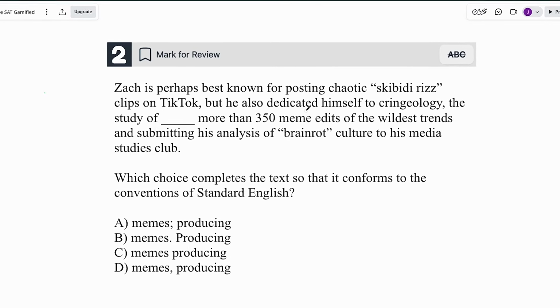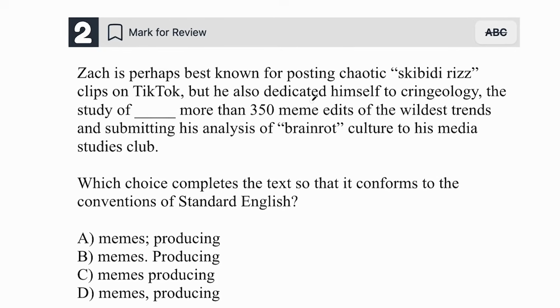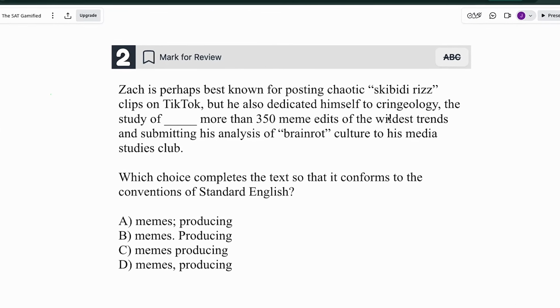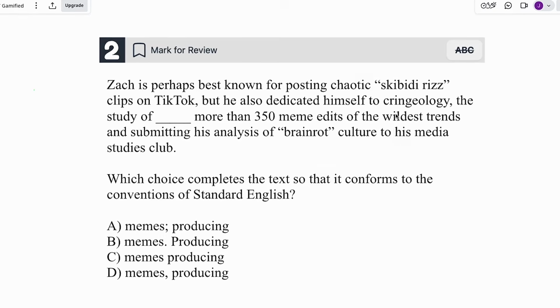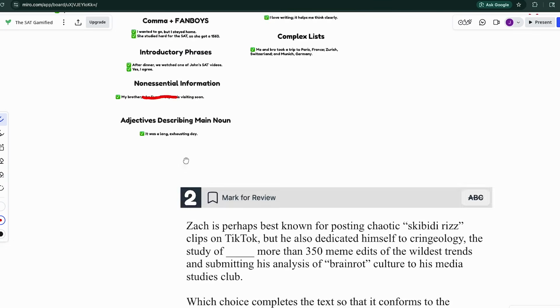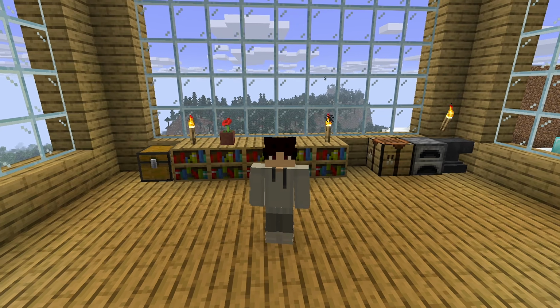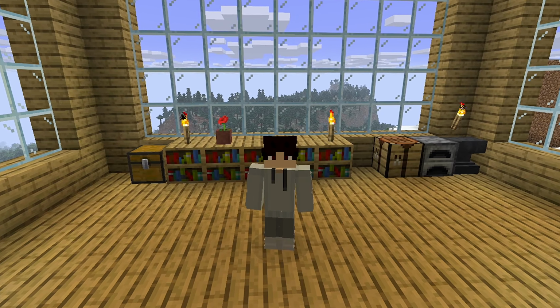Zach is perhaps best known for posting chaotic skibbity-riz clips on TikTok, but he also dedicated himself to cringeology, the study of blank. More than 350 meme edits of the wild trends, submitting his analysis of brain rot culture to his media studies club. Since the thing after it has no subject, it must be a dependent clause. And with these choices, the only one that really matches for a dependent clause would be C or D. But for this one, the stuff after producing would be non-essential information, like we talked about over here. So therefore, you have to go for D as the right answer. Feel free to re-watch this portion of the video if none of this made sense, because I know this is a bunch of information.